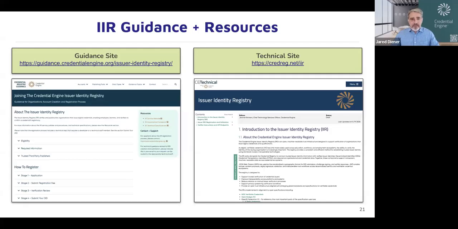The Credential Engine technical site, which you see on the right, includes the technical specifications for the IIR, as well as detailed technical information on issuer DID registration and validation. So whomever on your team will be submitting DIDs will definitely want to visit this site. And then there's also information on the technical site for verifiers with instructions, as well as information on API endpoints.